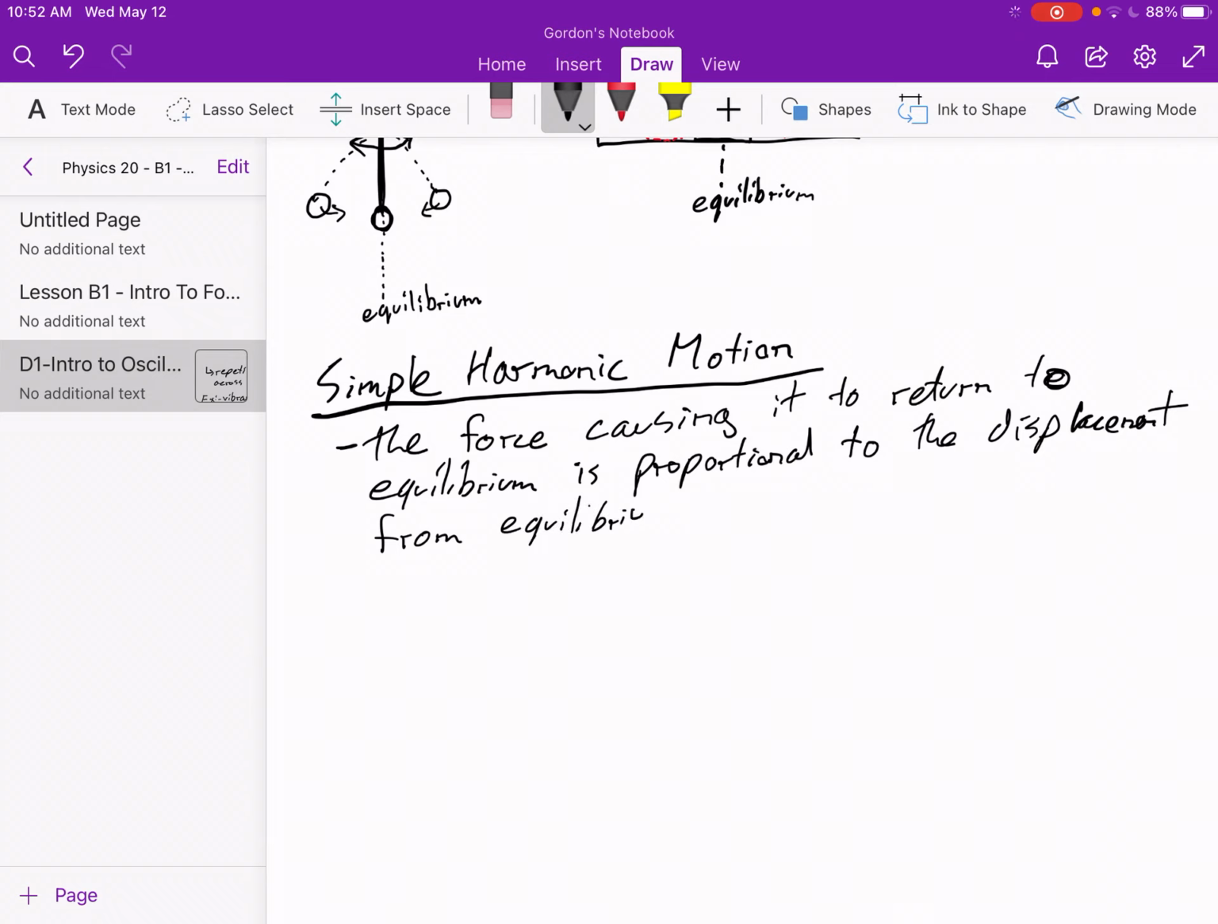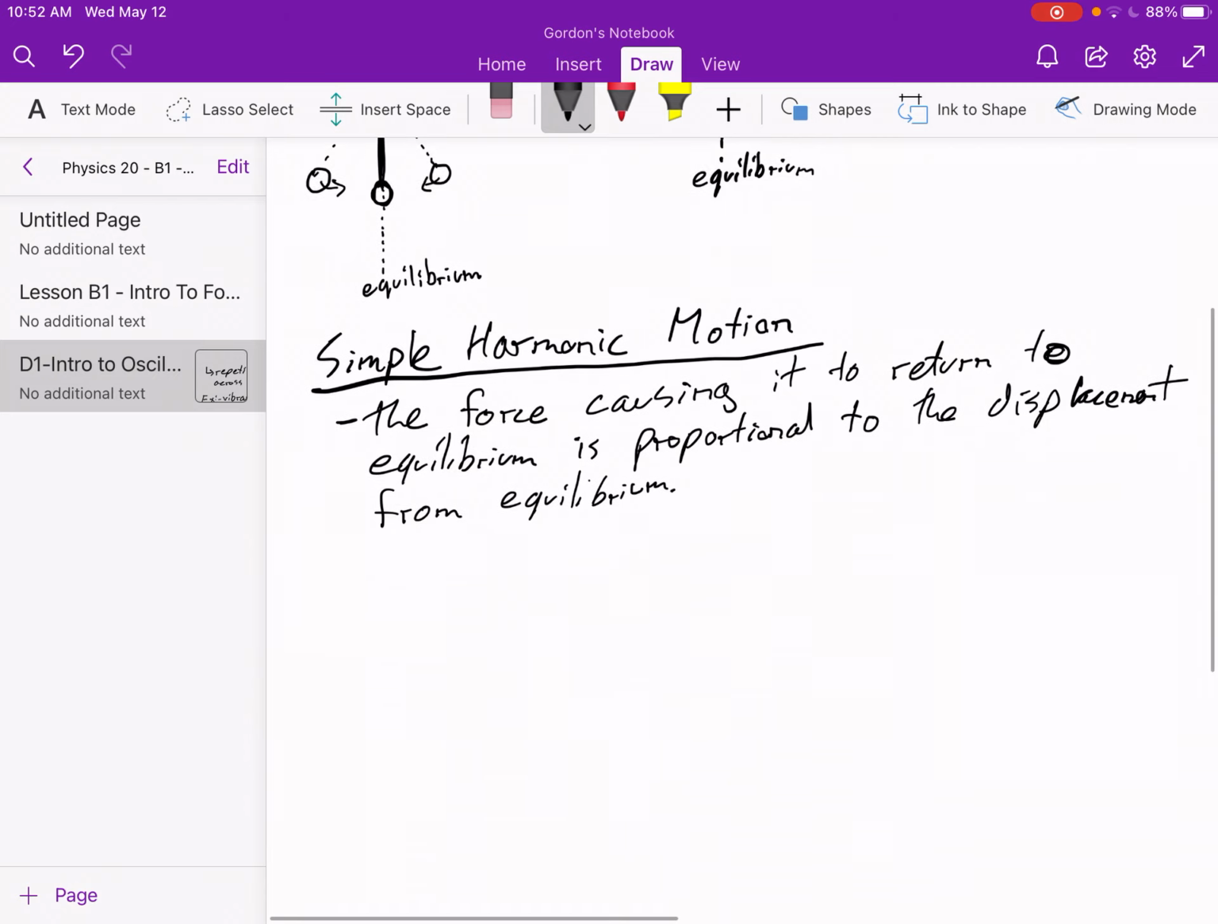Basically, the further you are from equilibrium, the more force there is trying to get the object back to equilibrium. And we're going to talk about what this means for both a spring as well as for a pendulum.